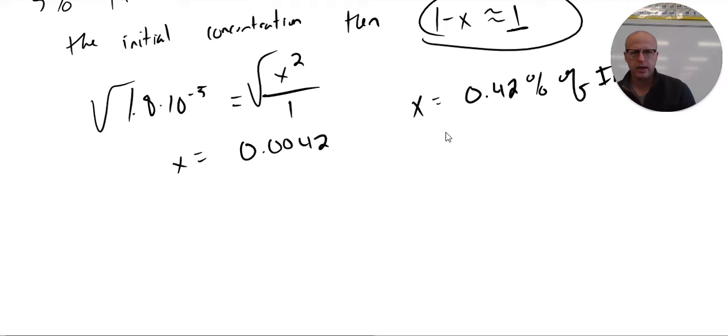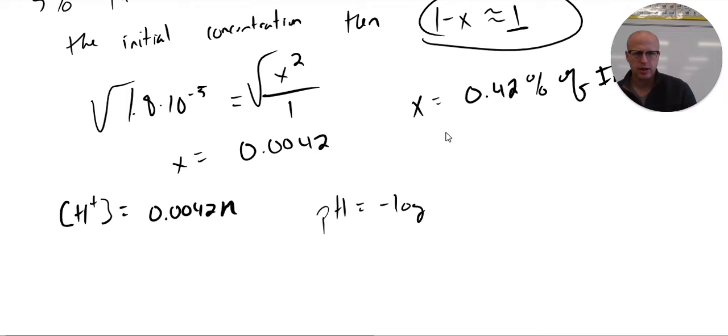So we come up with the concentration of H plus. H plus is equal to 0.0042 molar. So the pH is equal to negative log of 0.0042, which is equal to 2.37.